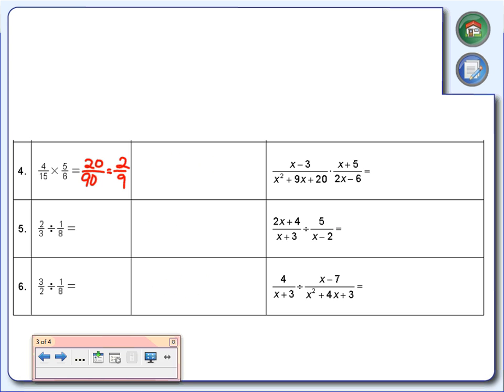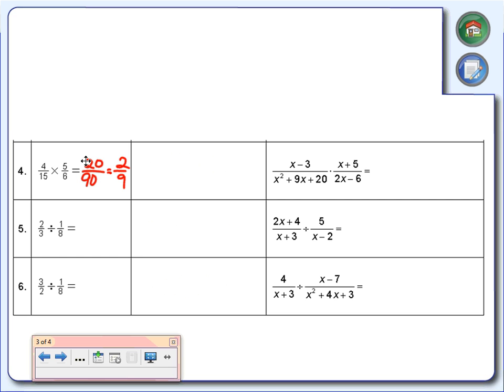However, there's a much faster, more efficient way of getting to that 2/9, skipping that 20 over 90. The question is, how do you do that? Anybody know a way that we can get straight to that 2 over 9? I'm saying skipping the whole 20 over 90 part. What if we skip that part? How can we go straight from multiplying 4 over 15 times 5 over 6 directly to 2 over 9?